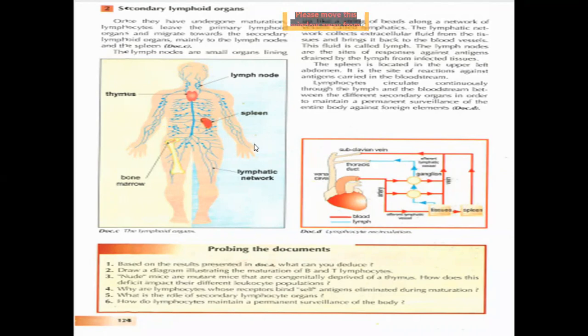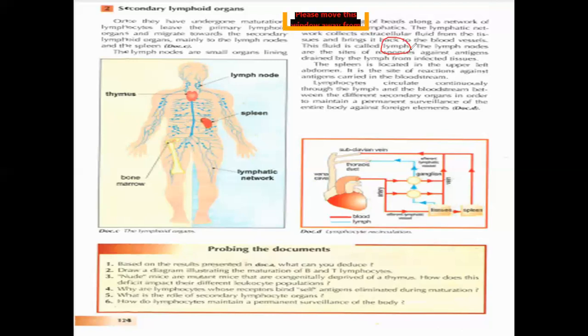This is the spleen. We talked about the lymph node. The lymph nodes are small organs lining up like a string of beads along a network of vessels. They are called lymphatics. The lymphatic network collects extracellular fluid from the tissues and brings it back to the blood vessels. This fluid is called the lymph.